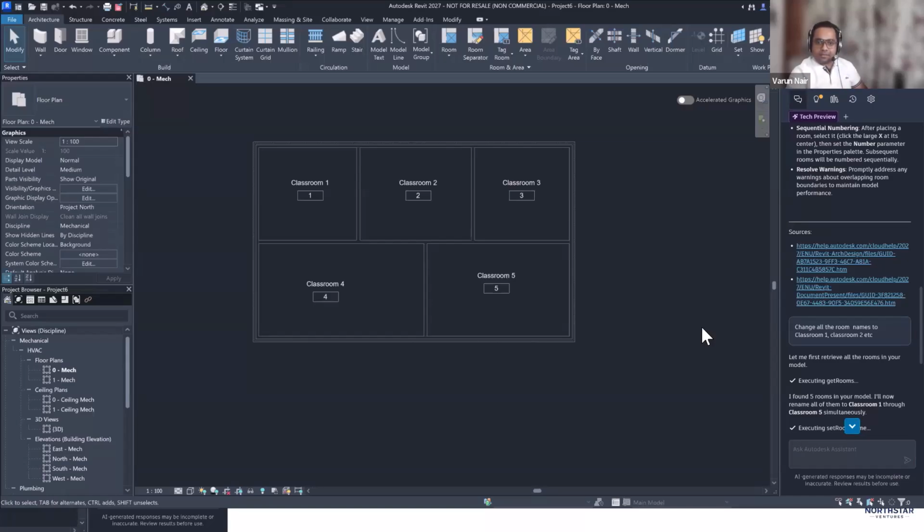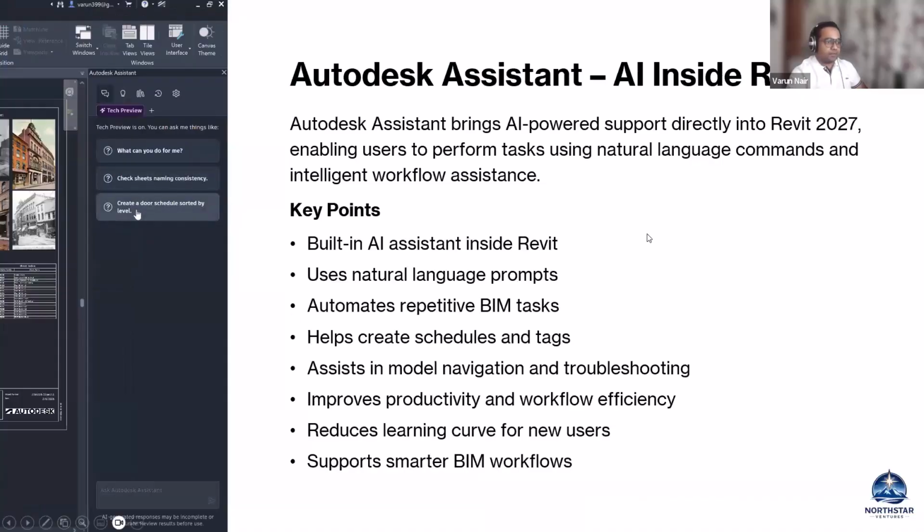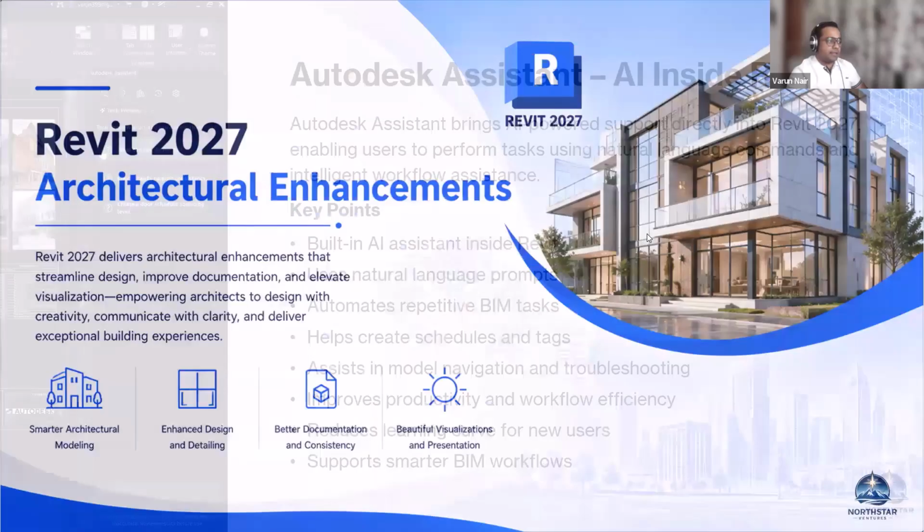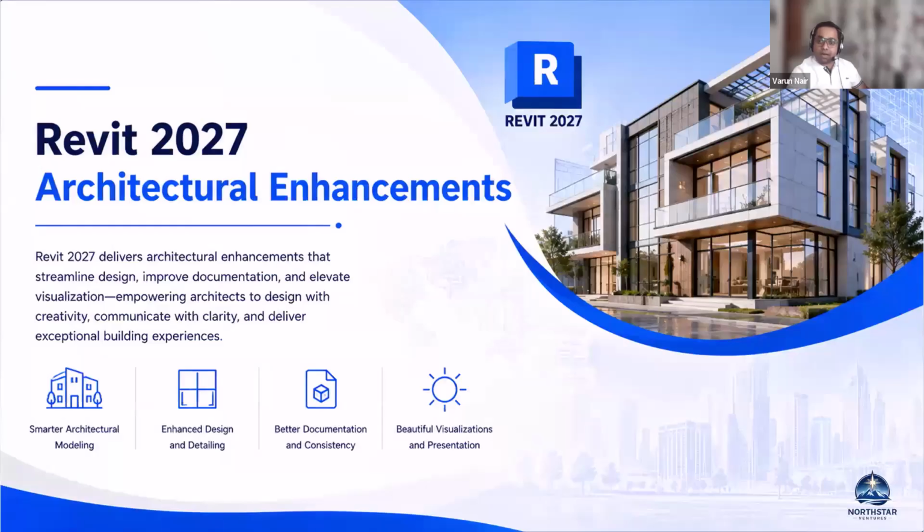Coming back to the presentation, let me go back. Yeah, so this was all about AI assistance. Now we will be talking about the architectural enhancements. We know that Revit is a very huge software. There are multiple departments available. So we will first focus on the architectural enhancements, then we will move on to the structural as well as the MEP departments.